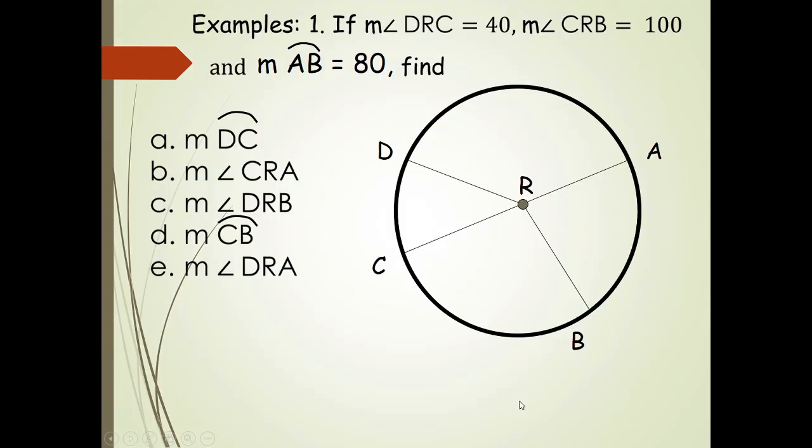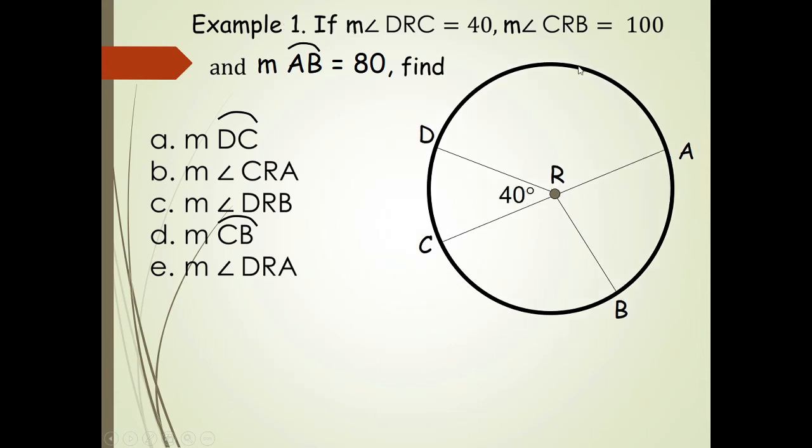Okay, so let's have example number 1. If measure of angle DRC is equal to 40, measure of angle CRB is equal to 100, and measure of arc AB is equal to 80, find all of this. Basically, I find it easier if I'm going to label all the parts with their corresponding measures. So gawin natin yun. First, measure of angle DRC, 40 degrees. Lalagay ko siya dito. And then, measure of angle CRB, nasa vertex R siya, 100 degrees. And then measure of arc AB, which is here. It says it's 80.